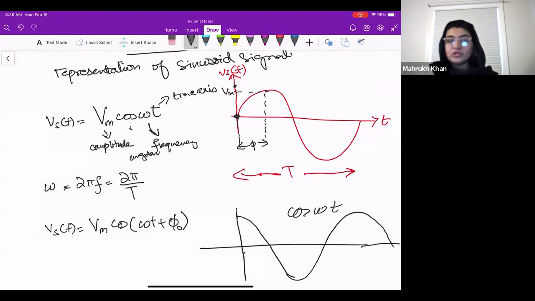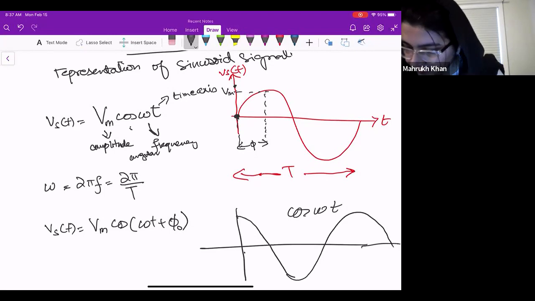So now the cos argument has dependence on time, and it has an added constant that is its phase. So now your cos can tell you from where it should start and from where it should not start. Okay, so that's about it. So we know that this is a sinusoidal representation. This is a time domain representation of a sinusoid, okay?